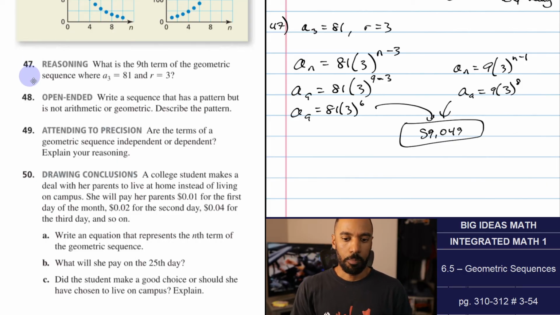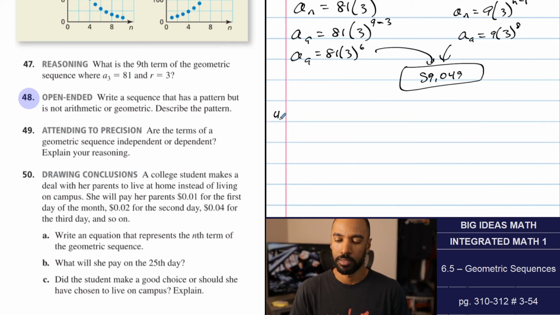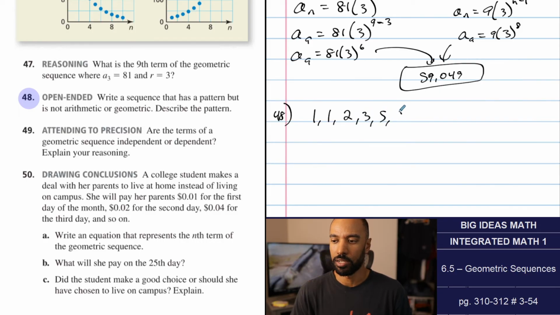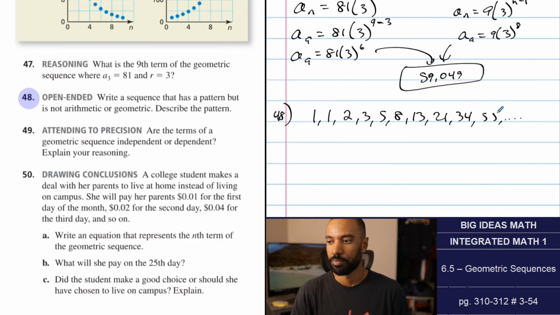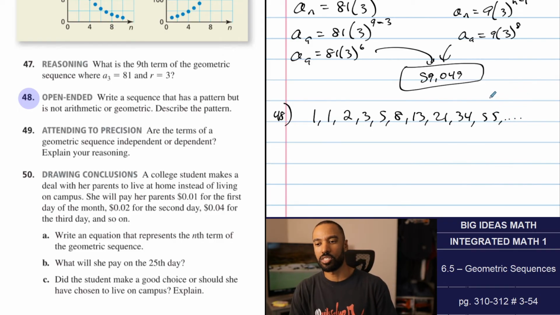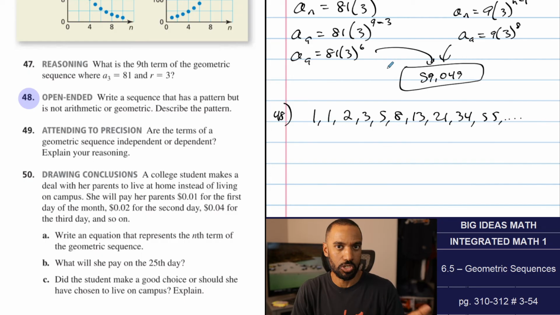Number 48, open-ended. Write a sequence that has a pattern but is not arithmetic or geometric. Describe the pattern. We saw a quadratic sequence earlier. I could do the Fibonacci sequence. I don't know if you've seen that before. Just to give you one. Fibonacci sequence is this one right here. Let's see if you can determine what it is that I'm actually doing. I'll leave it right there. Fibonacci sequence takes two terms and adds them together to get the next one.